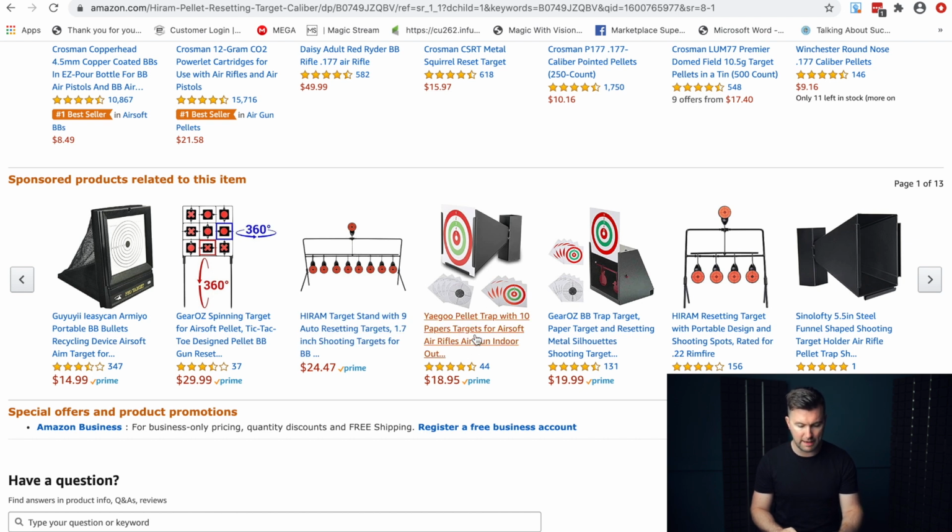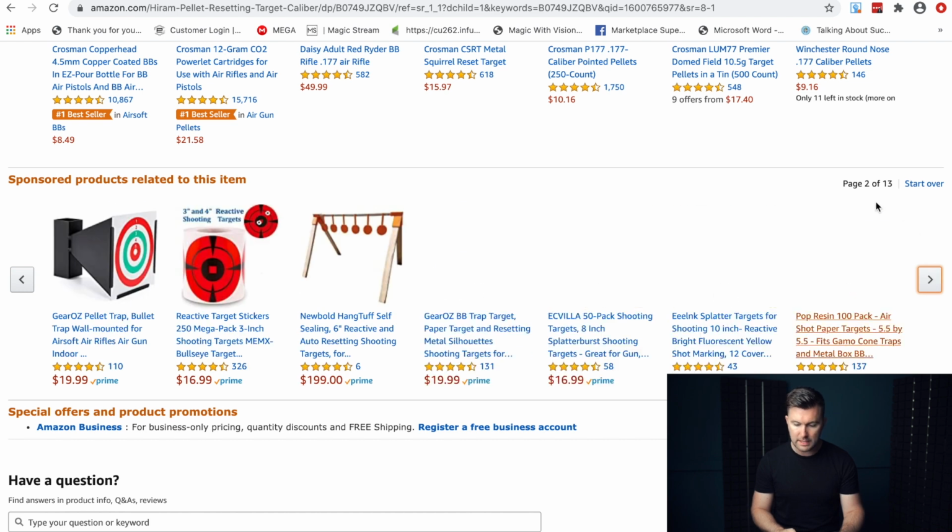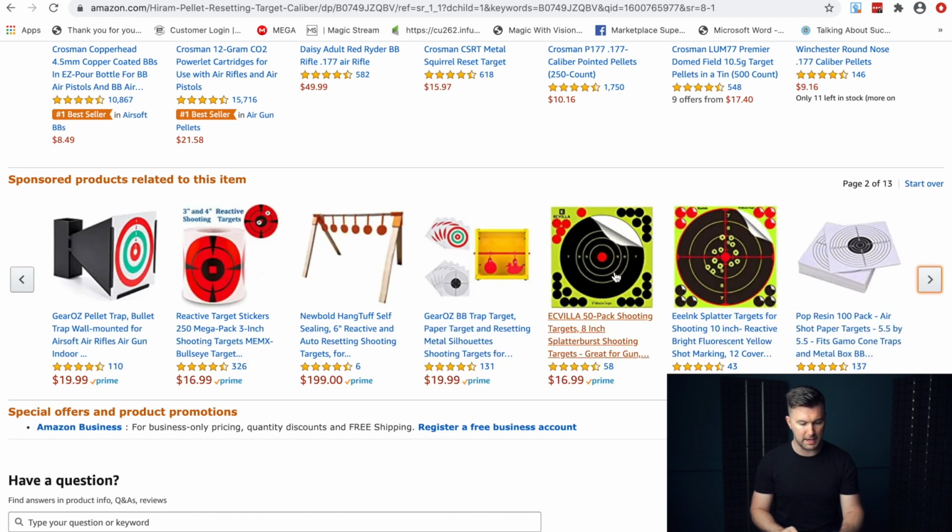So what we have here is we have a pellet trap. So that's one we can segue off of. I'm going to put it up here. Steel funnel-shaped shooting target. Okay, let's keep going. There's 13 of these. I'm not going to go through all these pages. I'll leave it up to you to keep going. Obviously, when we find these, we're going to go even further. This is interesting. 200 bucks. It's a hang tough, self-sealing, reactive, and auto-resetting shooting targets. It looks like the big kind of like platform for that.